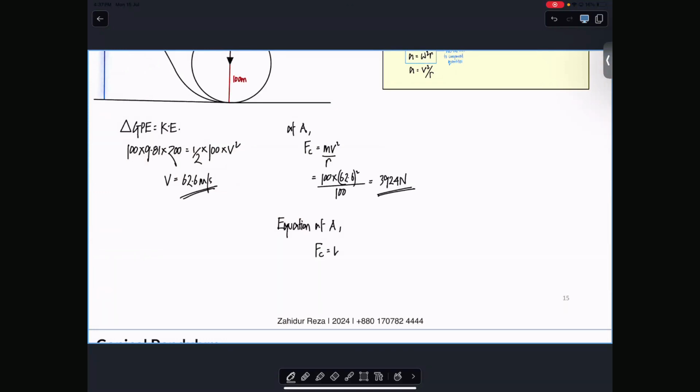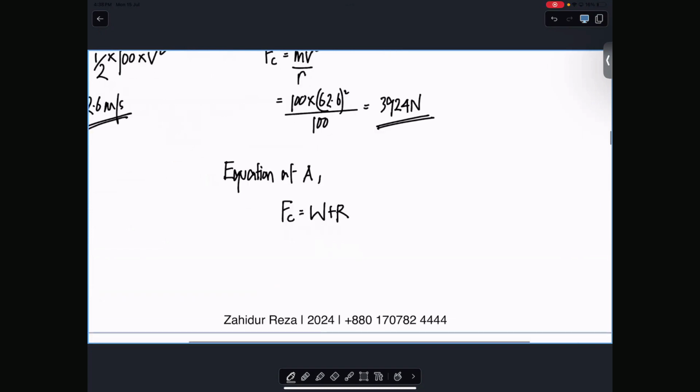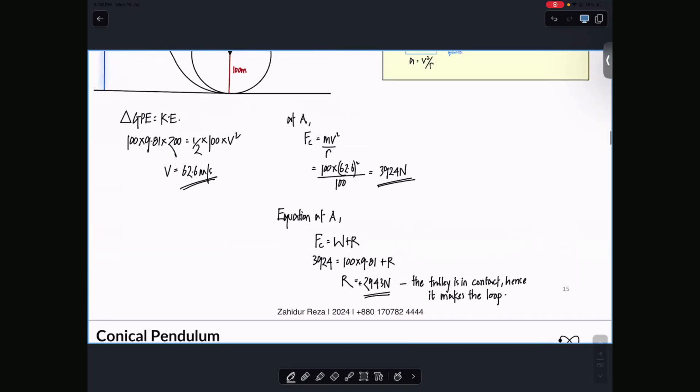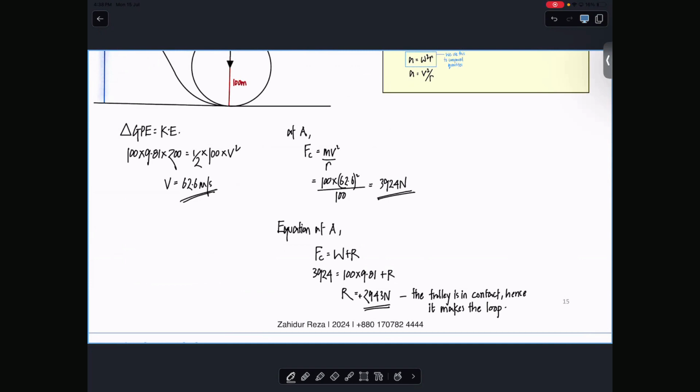Fc should be equal to what? W plus R. So I know my centripetal force, which is 3924. I know the weight, which is 100 into 9.81 plus R. And as I do my math here, I find that the reaction force is how much? 2,943 Newton. It's a positive value. So since it's a positive value, what does it mean? The trolley is in contact. Hence, it makes the loop. That's the answer, okay? Does it make sense?